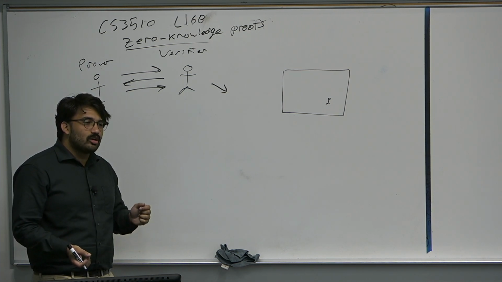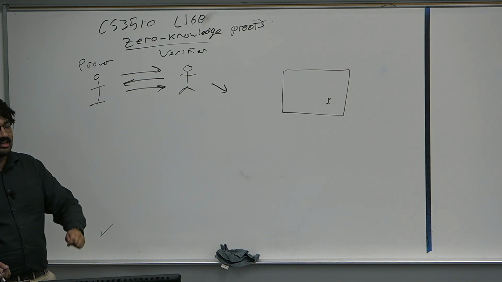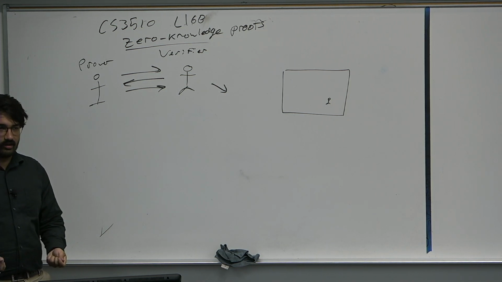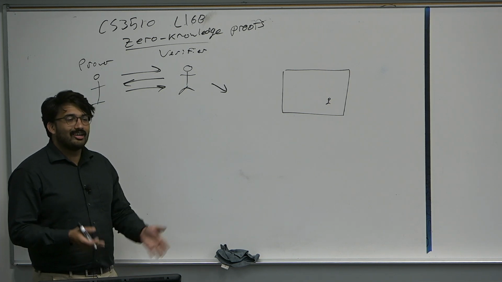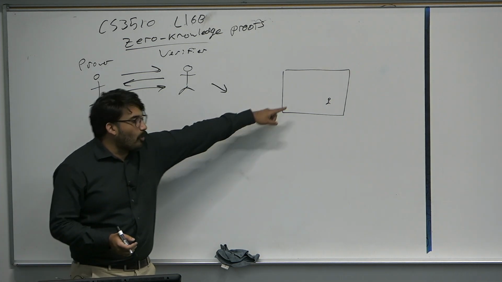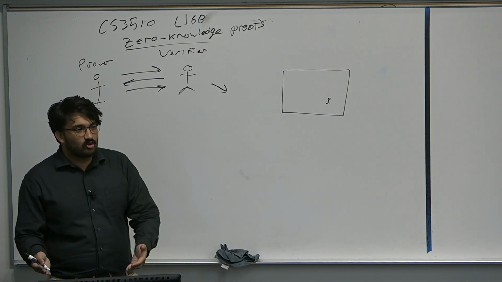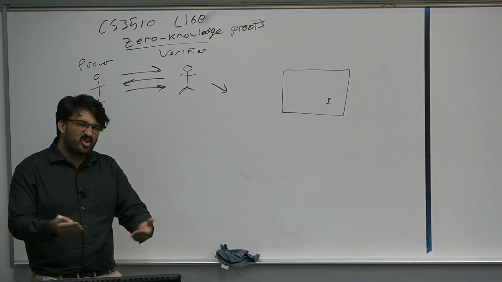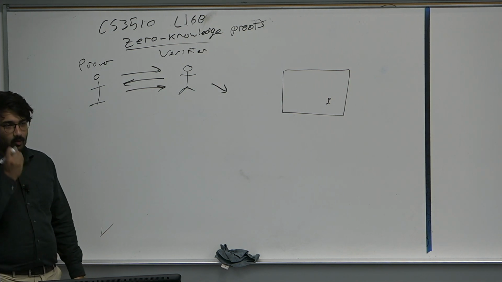I claim that you can convince someone you know where Waldo is without actually telling them where it is. So if you have two people, one can convince the other they know where Waldo is. Here's the non-zero knowledge way to do it. You point at Waldo, you say there's Waldo. So you've told them where Waldo is. They're convinced that you know where Waldo is because you told them. But unfortunately, you told them. You can actually convince someone where Waldo is without actually revealing to them where Waldo is.